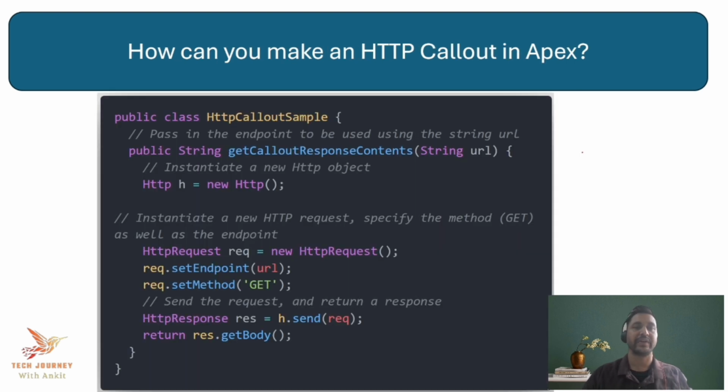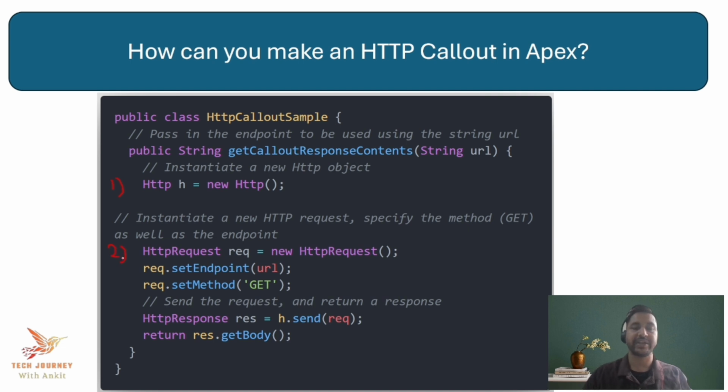Now the third question here will be how you can make HTTP callouts. As of now, we are allowing the other systems to make calls into Salesforce, but most of the times we do make callouts from Salesforce into the external systems as well. I generally define that as a three-step process whenever we have to make any HTTP callout. Step number one, we should create the HTTP instance. Step number two, we should create the HTTP request.